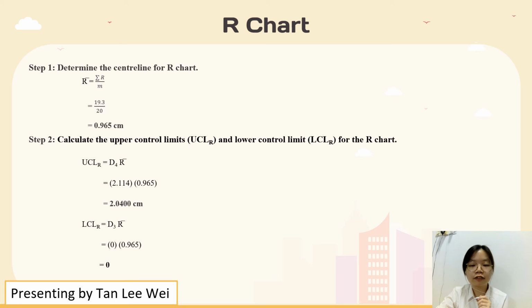For the R chart, the first step is to determine the center line for the R chart. By using the formula, the center line value is 0.965 cm. Then, for the next step, the upper control limit and lower control limit are calculated by using the formula. The D3 and D4 values used in the formula are referred from the appendix for the subgroup size of 5, where the D4 value is 2.114, while the D3 value is 0. Thus, the upper control limit value is 2.04 cm and the lower control limit value is 0.